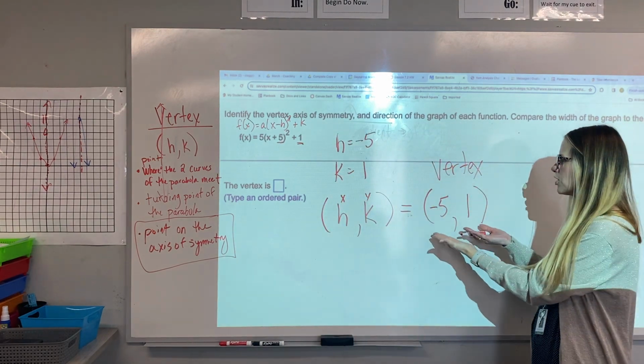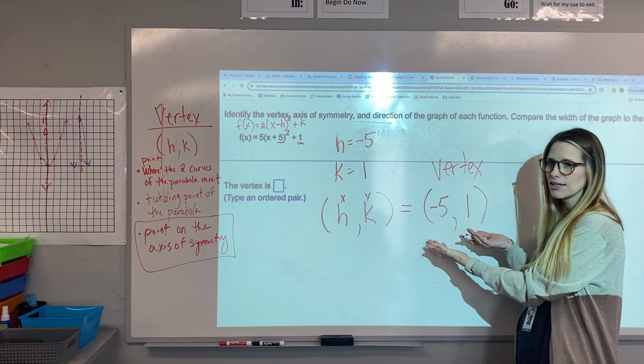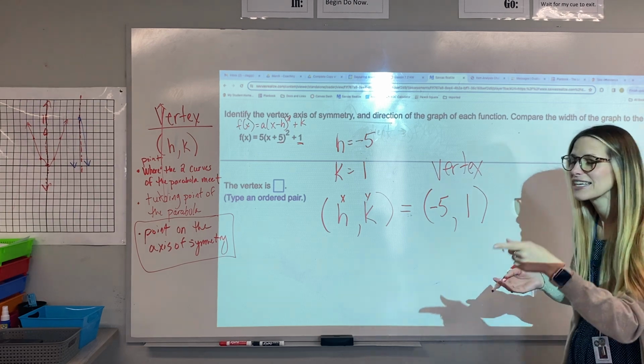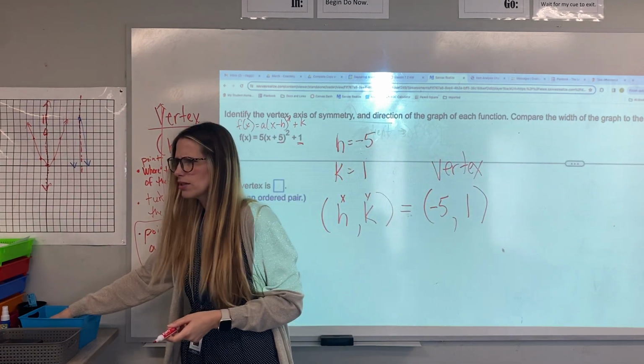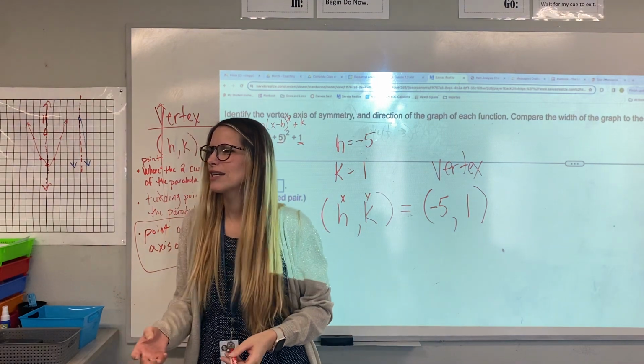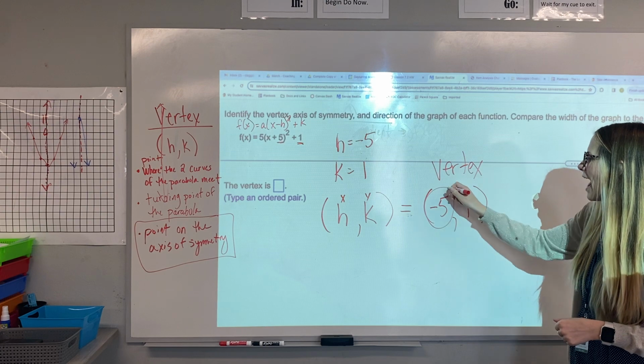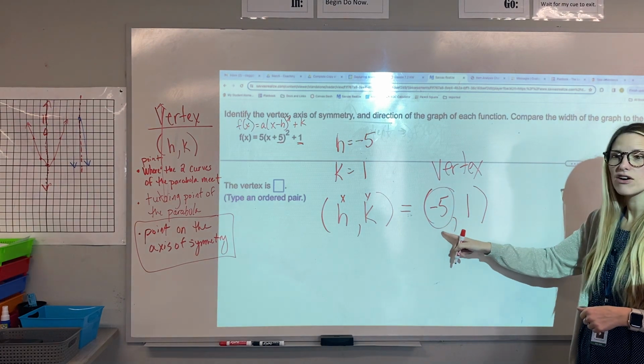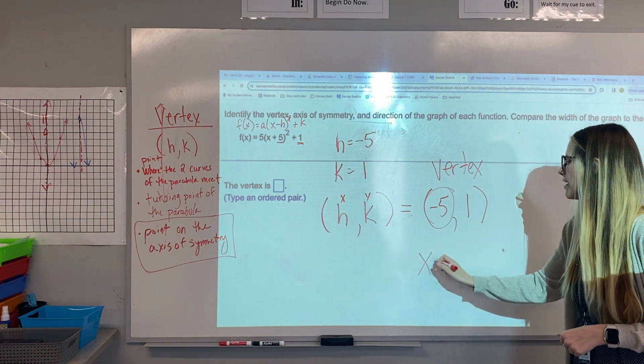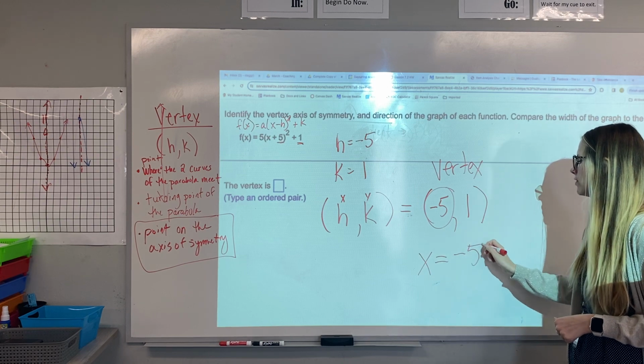Therefore, what are we going to use from our vertex? Good catch. We use the x value of the vertex to determine the axis of symmetry.